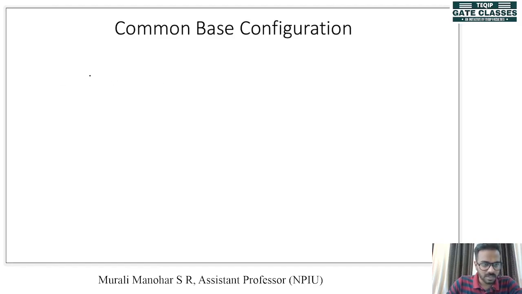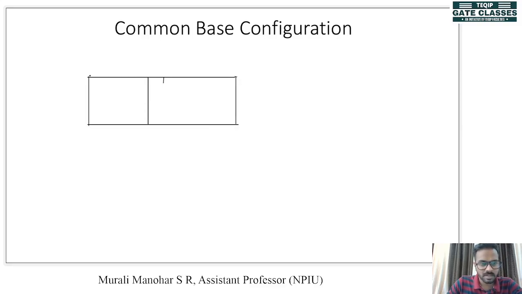So this was our common base configuration. This is our transistor, in its base, emitter and collector. Let's say we have already given the appropriate supplies for this transistor. This is PNP. So we know that here we have given VEE and here we have given VCC.